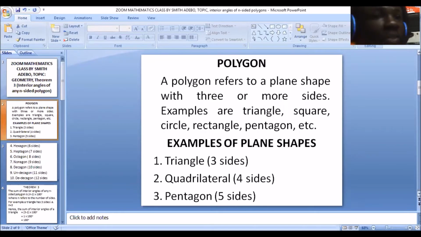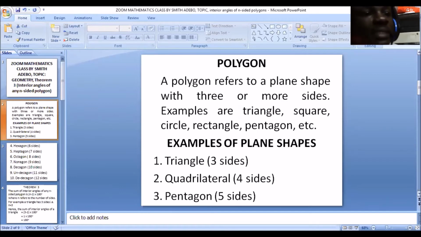Today we'll be dealing basically with the concept of polygons. What are polygons? What are examples of polygons? How do we name polygons and the rest? So I'm sure you're going to enjoy this class. I would love you to stay tuned and stay very attentive, because each point is very necessary when you consider external exams. Now, a polygon refers to a plane shape with 3 or more sides. Examples are triangle, square, circle, rectangle, pentagon, etc.